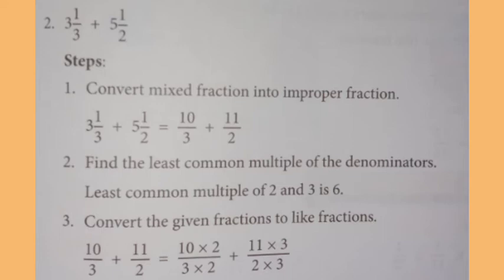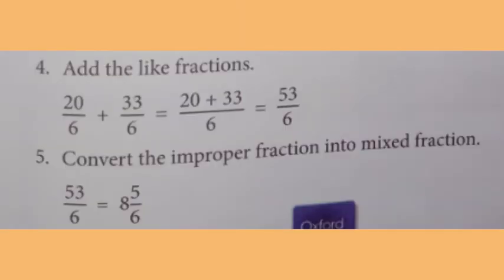Step 3, convert the given fractions to like fractions, that is 10 by 3 plus 11 by 2, which equals 10 into 2 by 3 into 2 plus 11 into 3 by 2 into 3. Step 4, add the like fractions, that is 20 by 6 plus 33 by 6, which equals 20 plus 33 by 6, which equals 53 by 6. Step 5, convert the improper fraction into mixed fraction, that is 53 by 6, which equals 8 5 by 6.